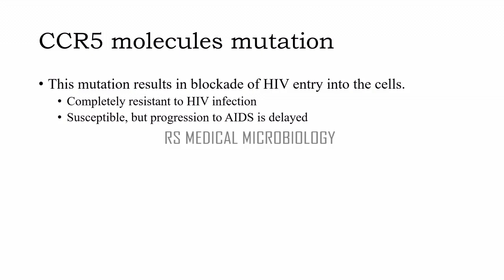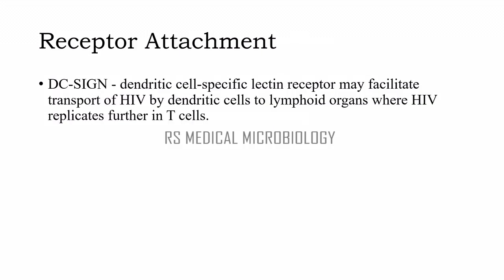Even if the attachment happens, the progression to HIV disease, or proper clinical AIDS, is delayed. Sometimes there can be a dendritic cell-specific lectin receptor, which may facilitate the transport of HIV by dendritic cells to lymphoid organs, where HIV replicates further in the T cells.